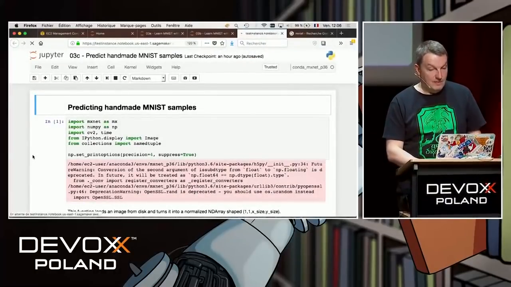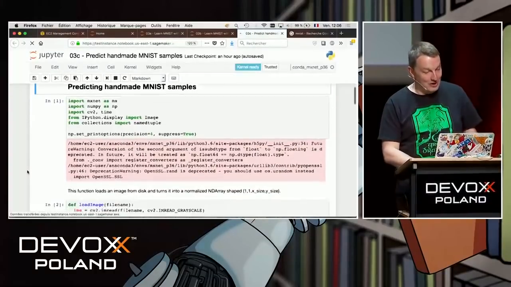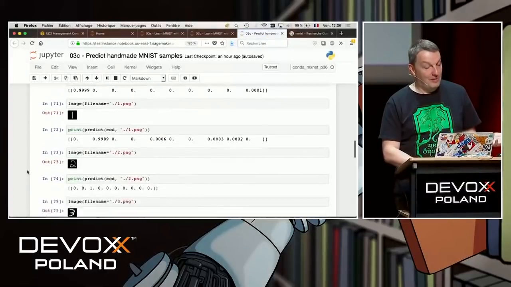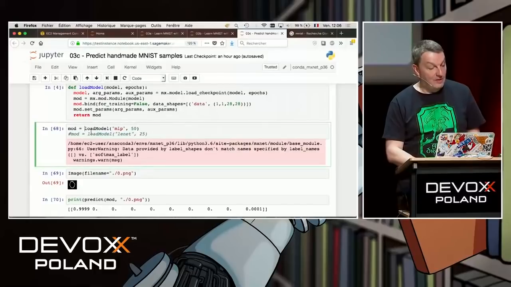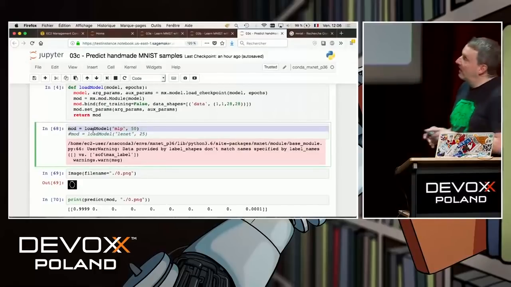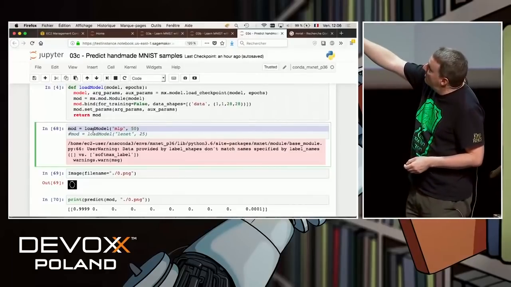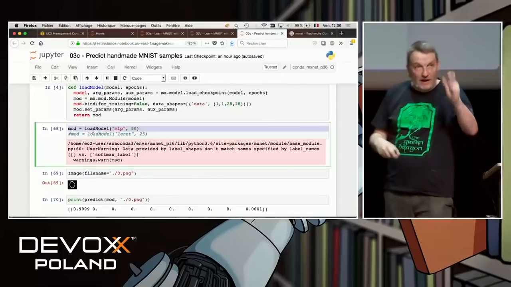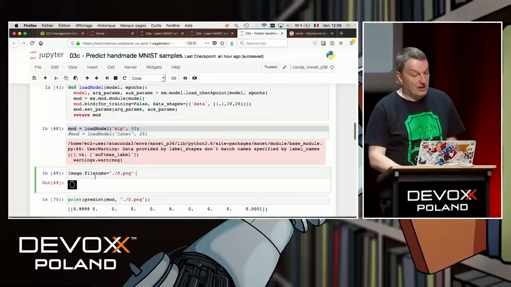So I did what I had to do. I took my paintbrush application, and I drew some digits, and you can see them here. And we're going to try and predict them using the model that I just trained. So I can load that model again, which is pretty much as easy as this: load checkpoint with the name of the file storing all the weights. And then I can predict my digits.